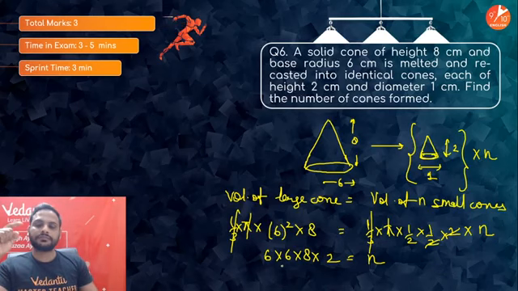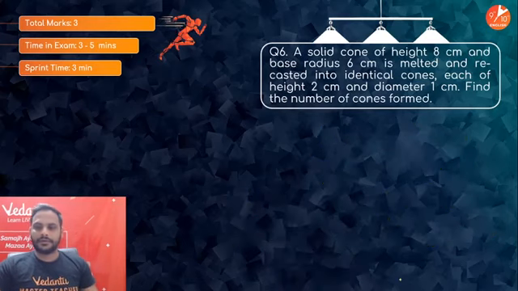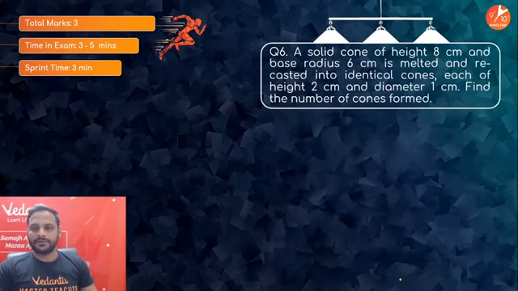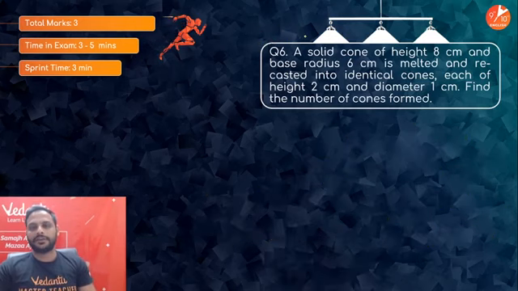So 6 sixes are 36, into 2 will be 72, 72 into 8, so n is equal to 576. All right, so n equal to 576 will be your correct answer. Simple. So we have to compare the volume, a very important thing. These are the important questions. Compare the volume whenever melting and recasting is being done.